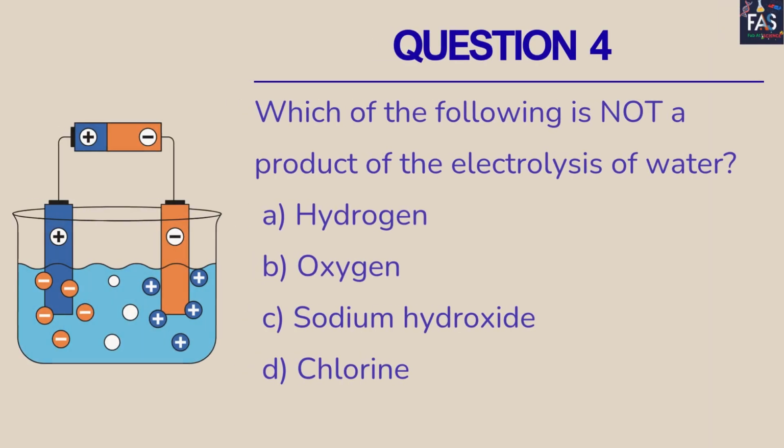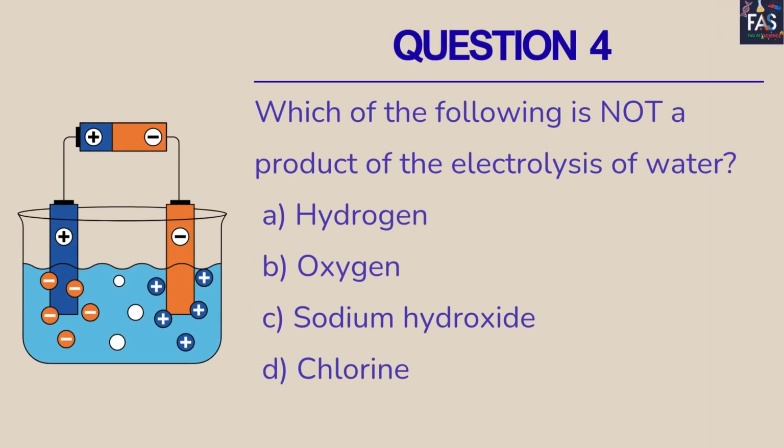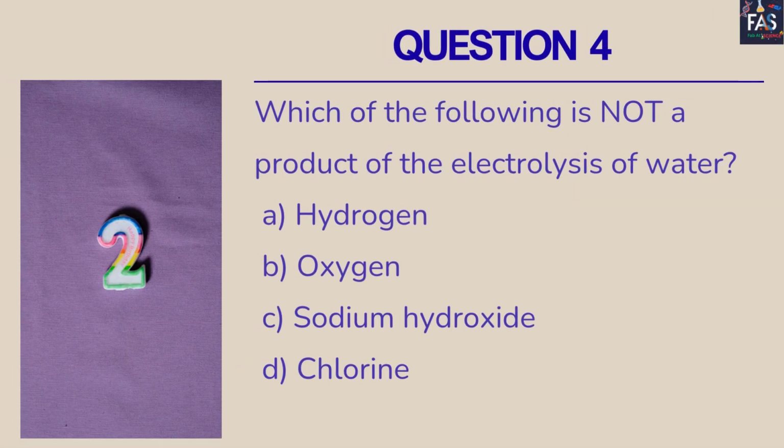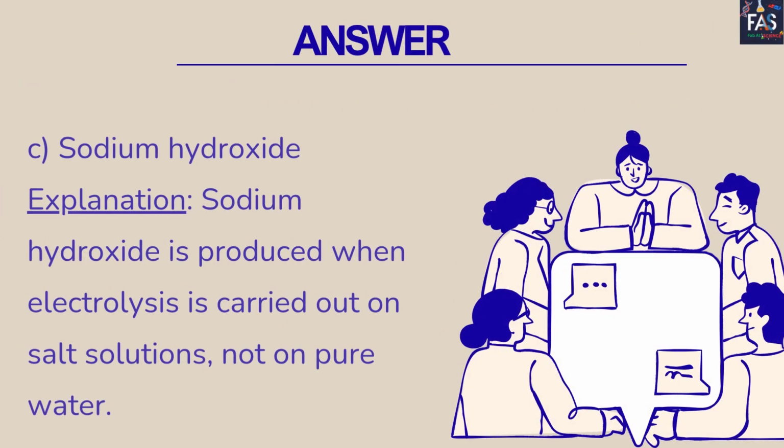Question 4. Which of the following is not a product of the electrolysis of water? A. Hydrogen. B. Oxygen. C. Sodium hydroxide. D. Chlorine. Answer C. Sodium hydroxide. Sodium hydroxide is produced when electrolysis is carried out on salt solutions, not on pure water.